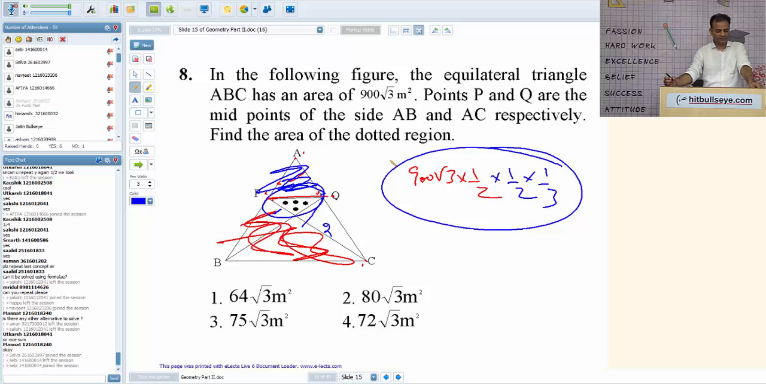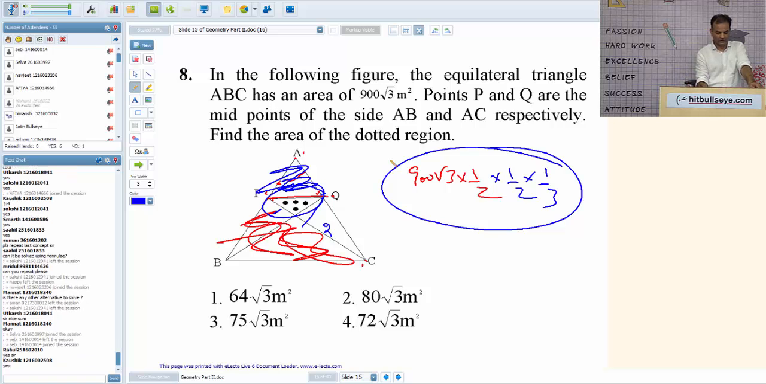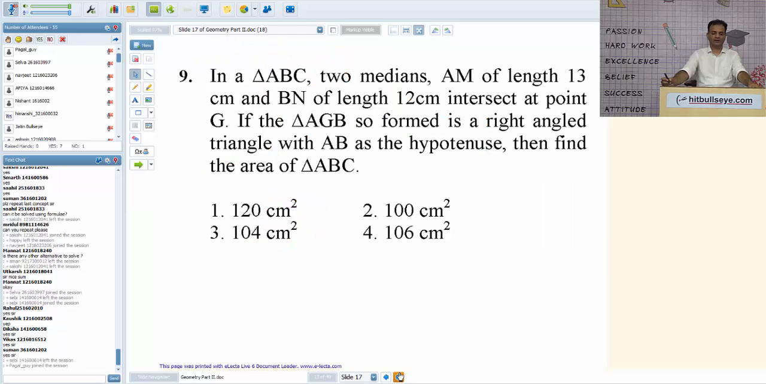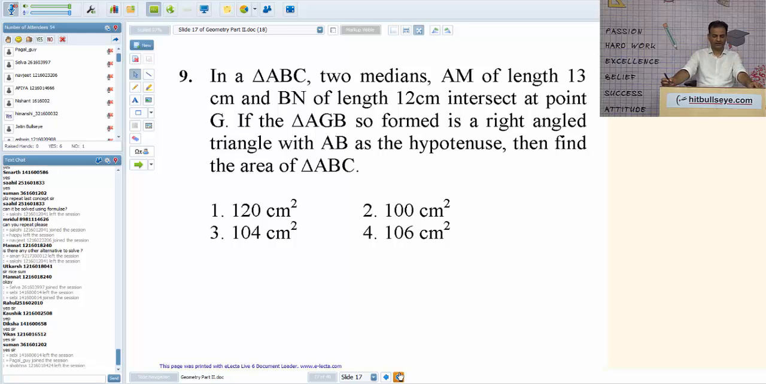Okay friends, now come to next question. In a triangle ABC, two medians AM of length 13 and BN of length 12 centimeter intersect at point G. Again apply the property of median. Median divides the triangle into two equal parts.